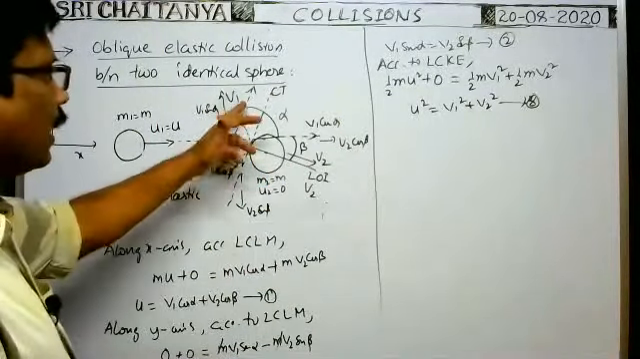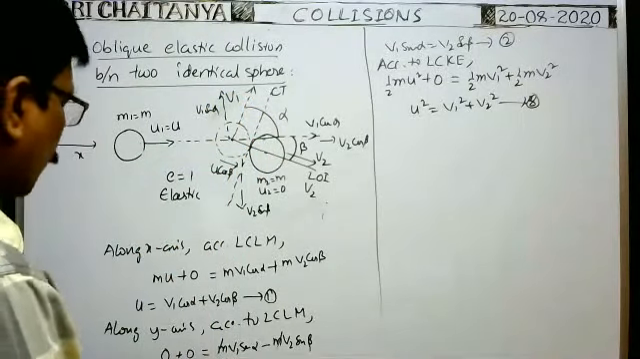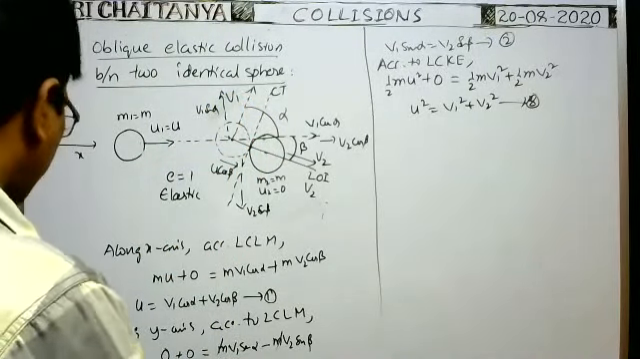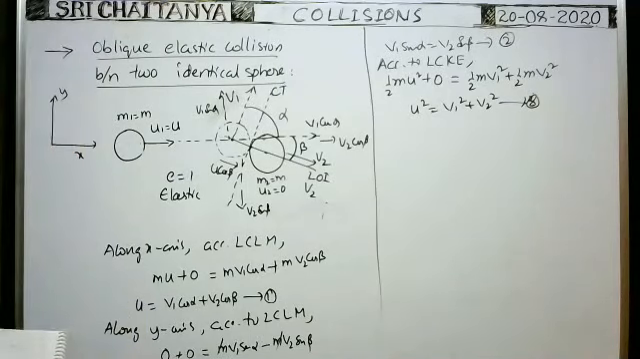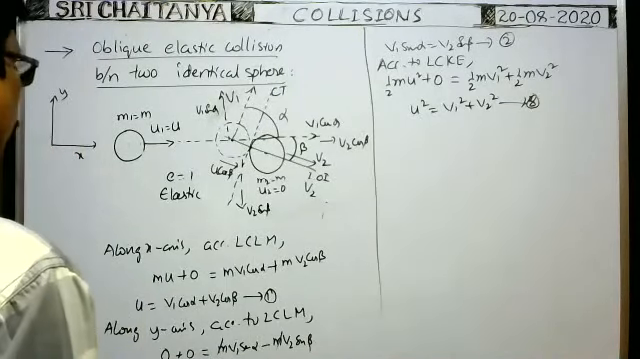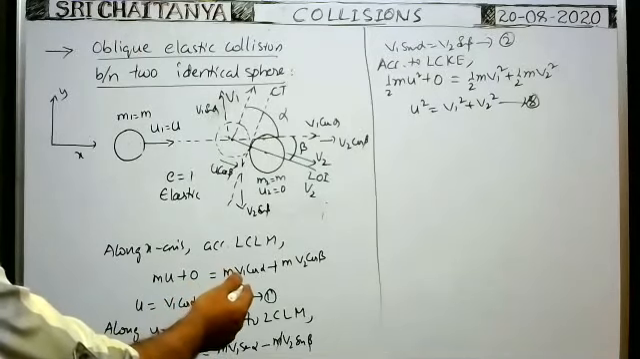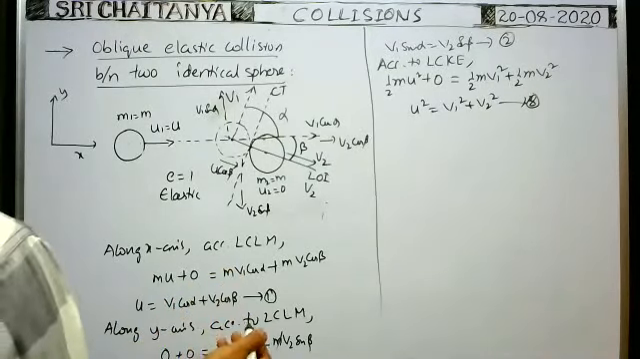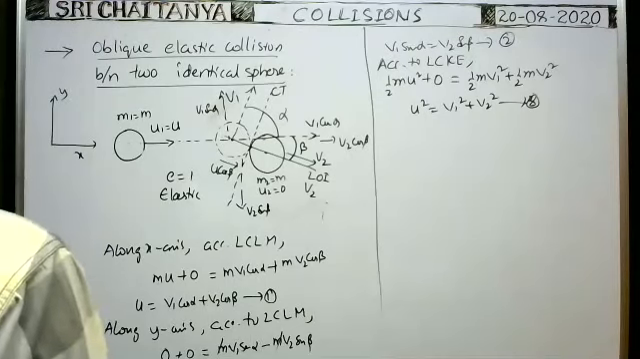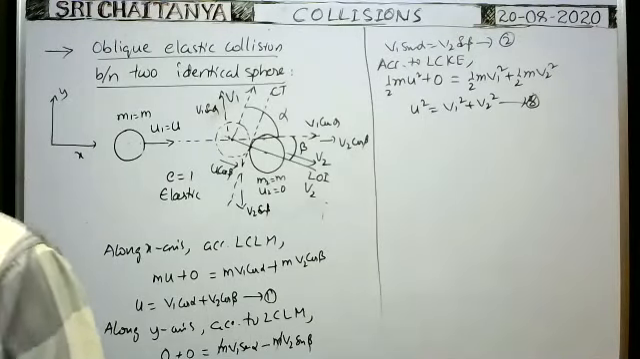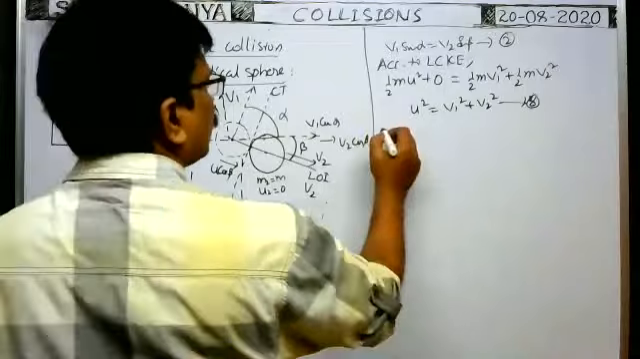What about the angle between these two? That is the question. From these 3 equations, from equation 1, u is equal to v1 cos alpha plus v2 cos beta. You substitute that u value from equation 1 in equation 3.